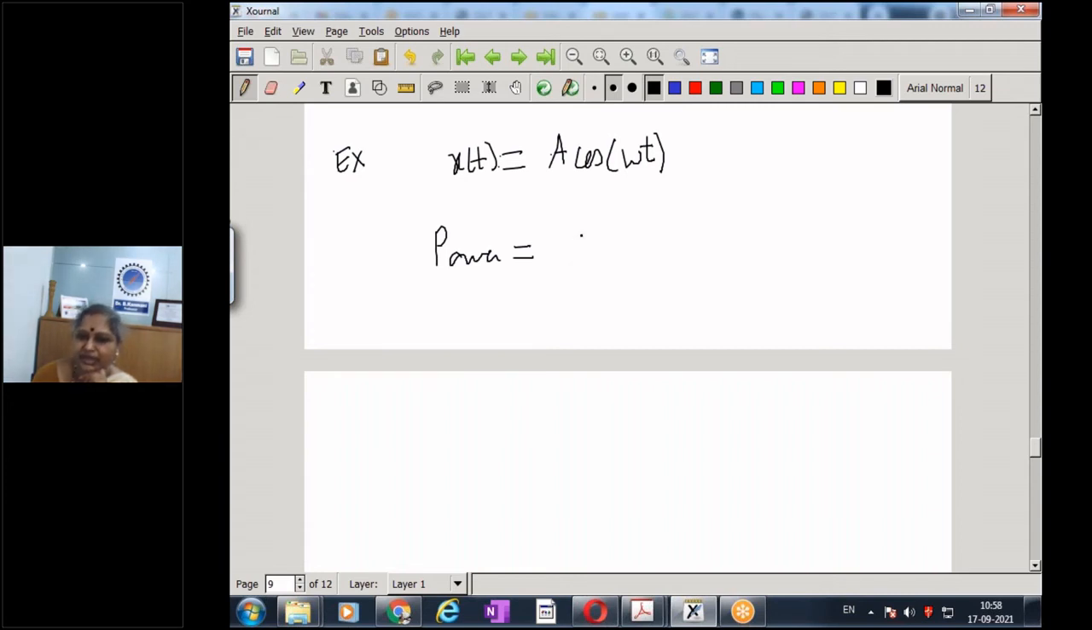Yes. So the RMS value is A by root 2. Can I tell the power is A square by 2? Yes, the RMS value is A by root 2, so the power is A square by 2. Anyway, you can integrate and always verify the result.